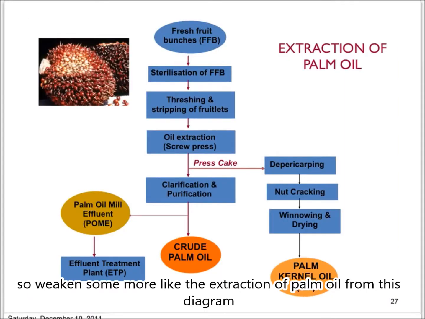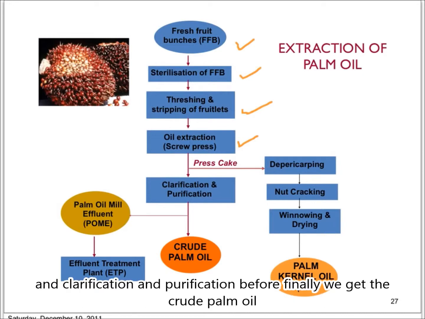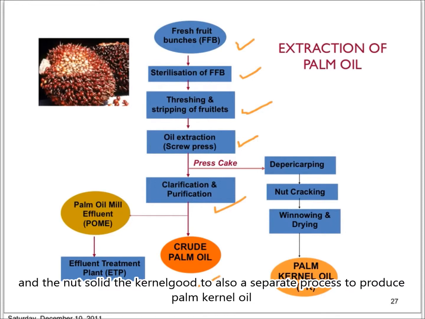So we can summarize the extraction of palm oil from this diagram. So we start with fresh fruit bunch. It will go through the sterilization process, stripping of the fruitlets, then the extraction by using screw press, and the clarification and purification before finally we get the crude palm oil. And the kernel will also go through a separate process to produce the palm kernel oil.